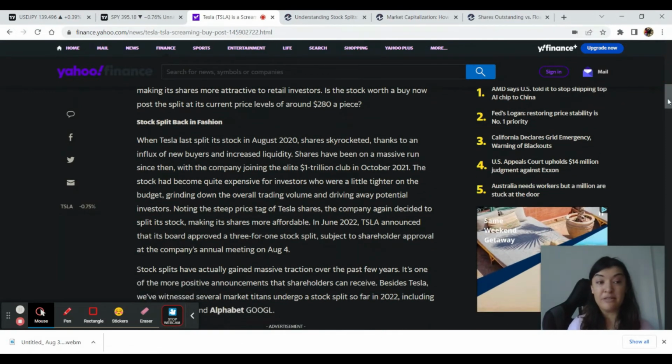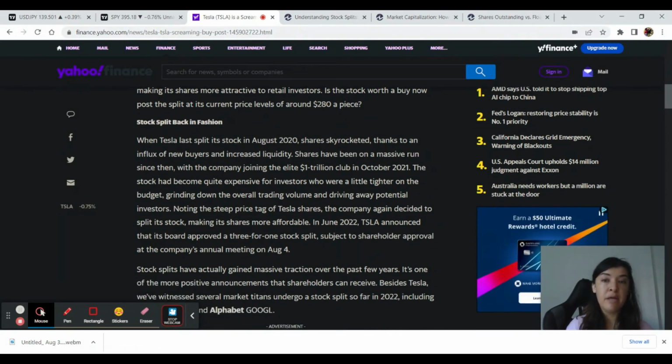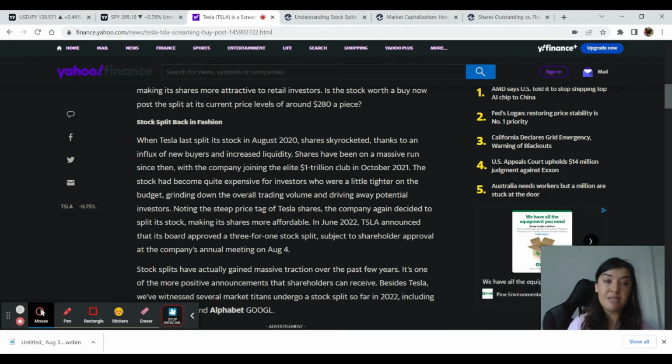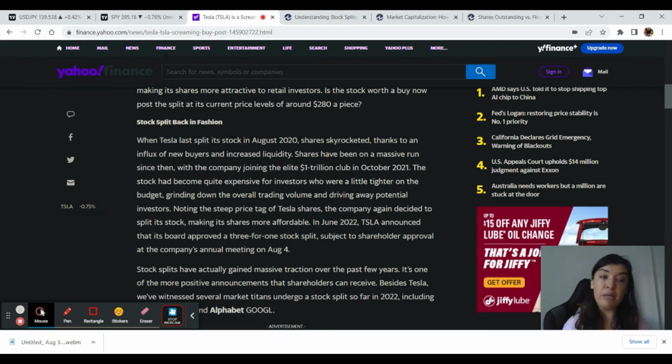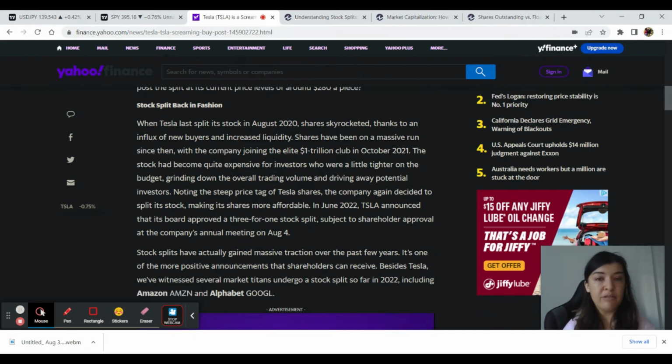Basically, this is not the first time Tesla's done it. It's done it twice before. The last time was in August 2020, and the shares skyrocketed because it was so high. I believe it got up to the 1400s. And so the reason that the company does this is, once they get to a certain price point and it's not accessible to many investors, or it's not an appealing price to many investors, they want to get more investors in. So what's the best way? Split the stock and have it go down to a better value price point for investors, and then get more people to invest in it. So overall, it's a win-win.